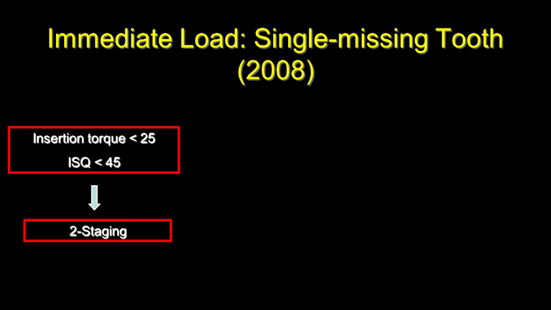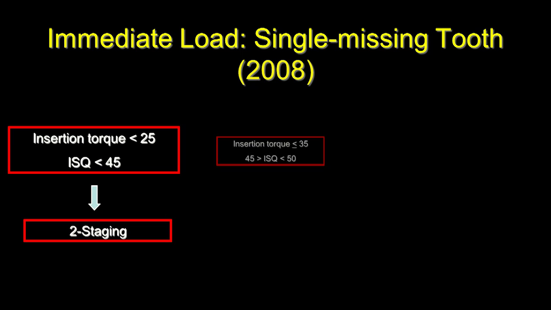Therefore, in that period, we would be looking at insertion torque. And again, trying to develop an algorithm by which we can make clinical decisions, if the insertion torque value was less than 25 and the ISQ value was less than 45, that is, if it did not take a lot of torque to seat that implant, indicating that the bone site was quite soft bone, we would two-stage that implant.